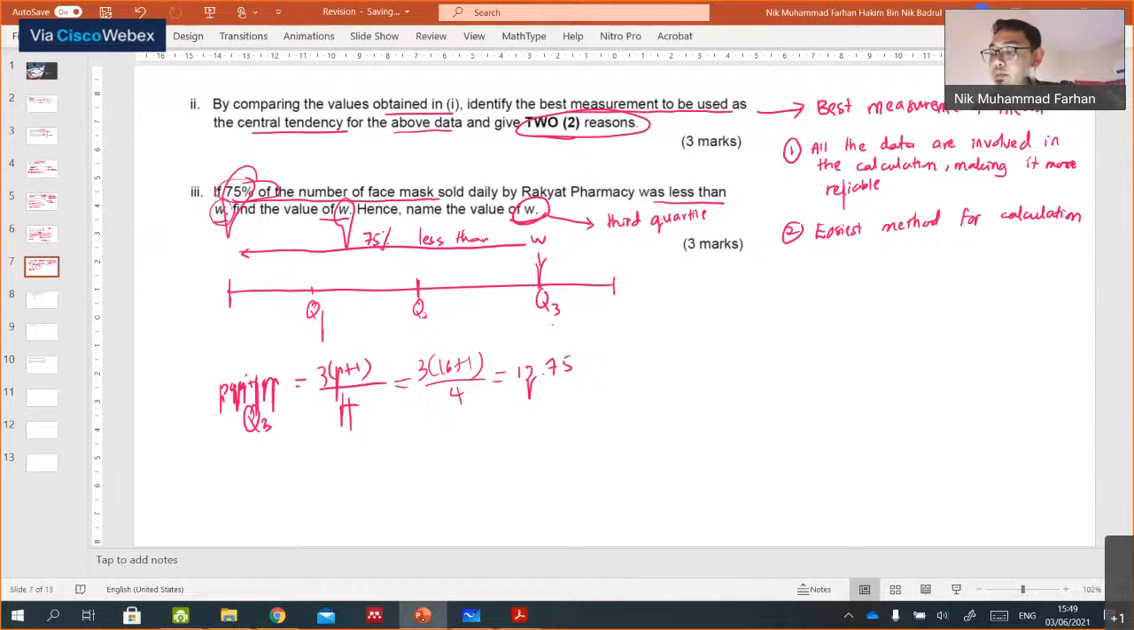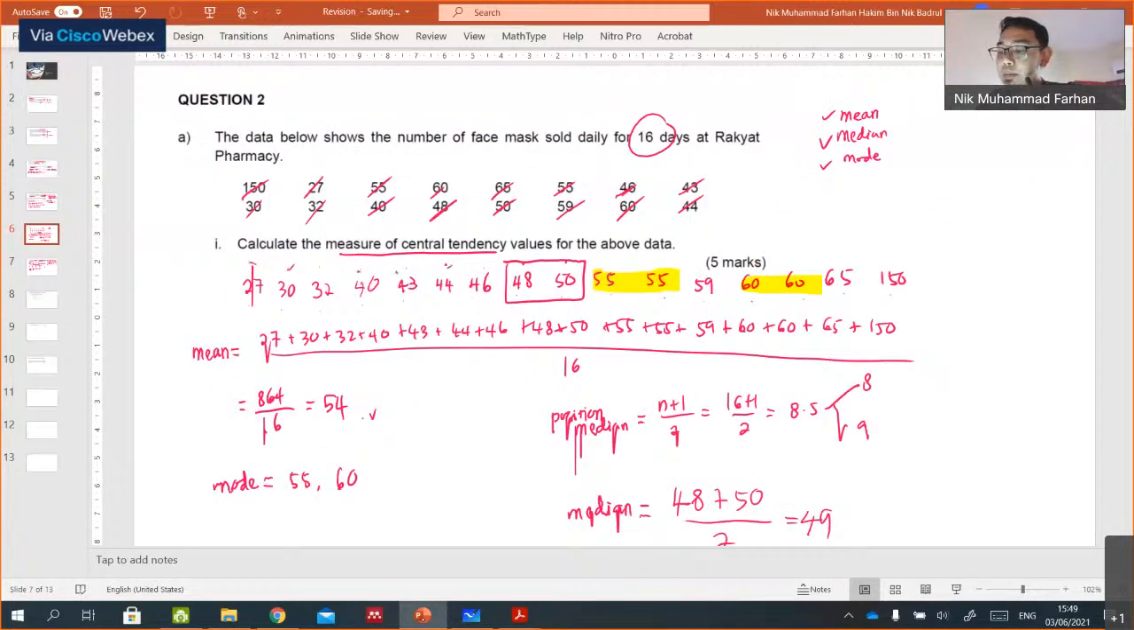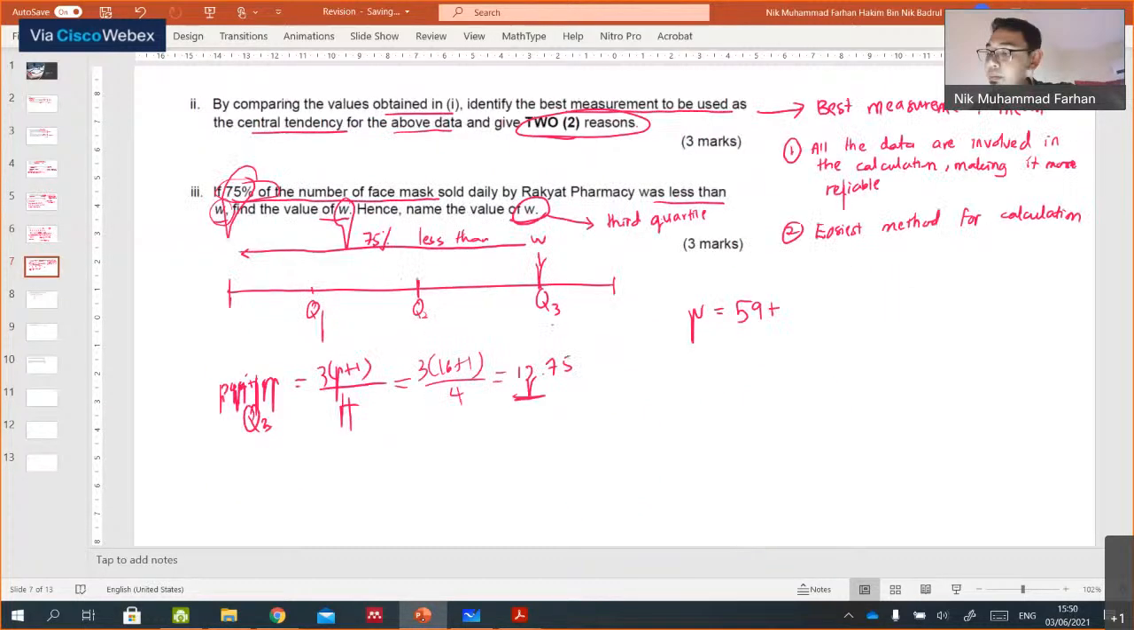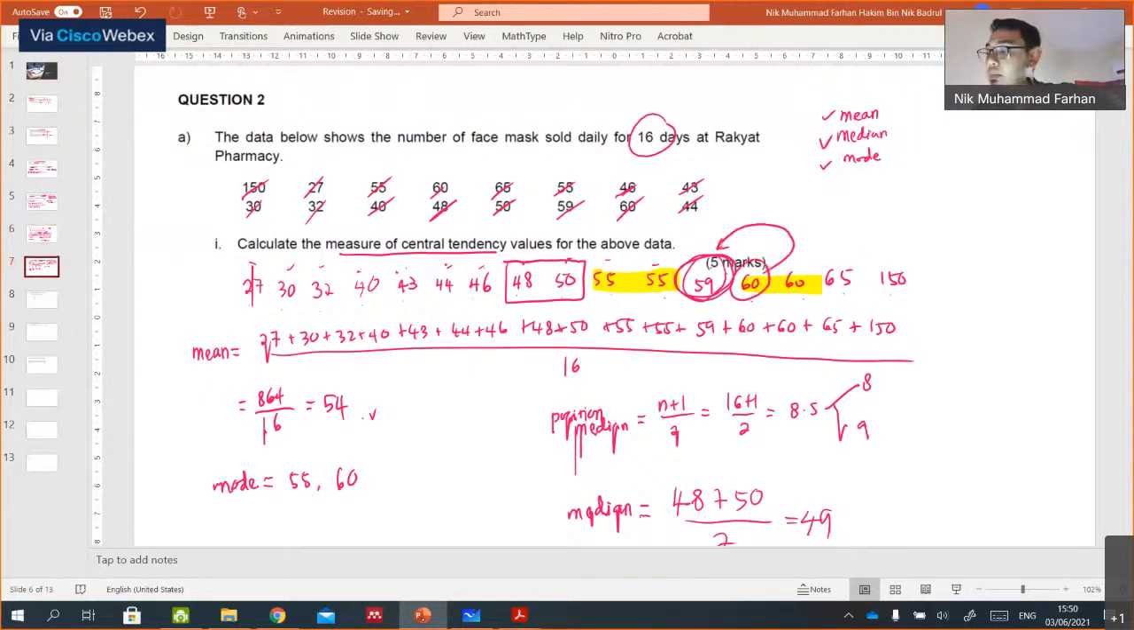That means when you want to calculate your Q3, which is W here, you first go back to the 12th position in the data: 1, 2, 3, 4, 5, 6, 7, 8, 9, 10, 11, 12. So the 12th position is 59, plus 0.25 times the difference: the next value is 60, so 60 minus 59 is 1, times 0.75. So the answer is 59.75. That is W.